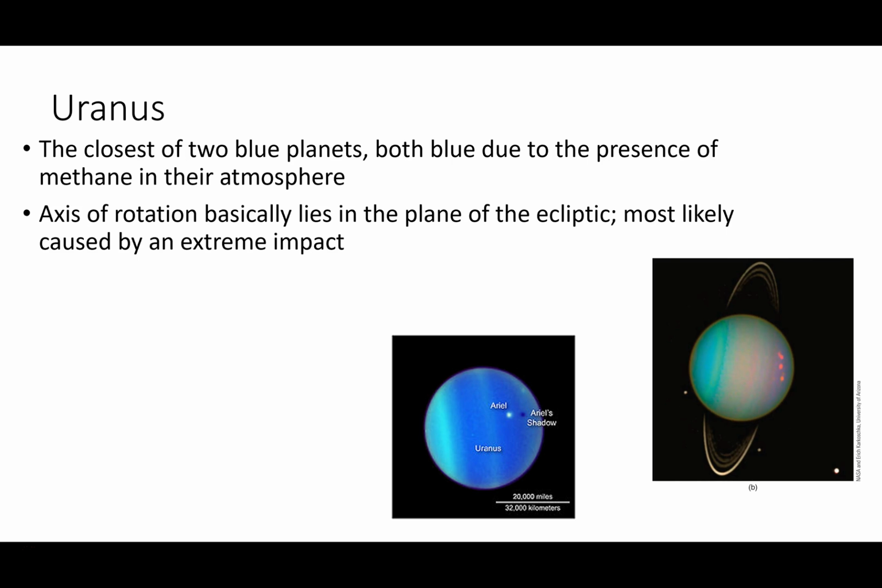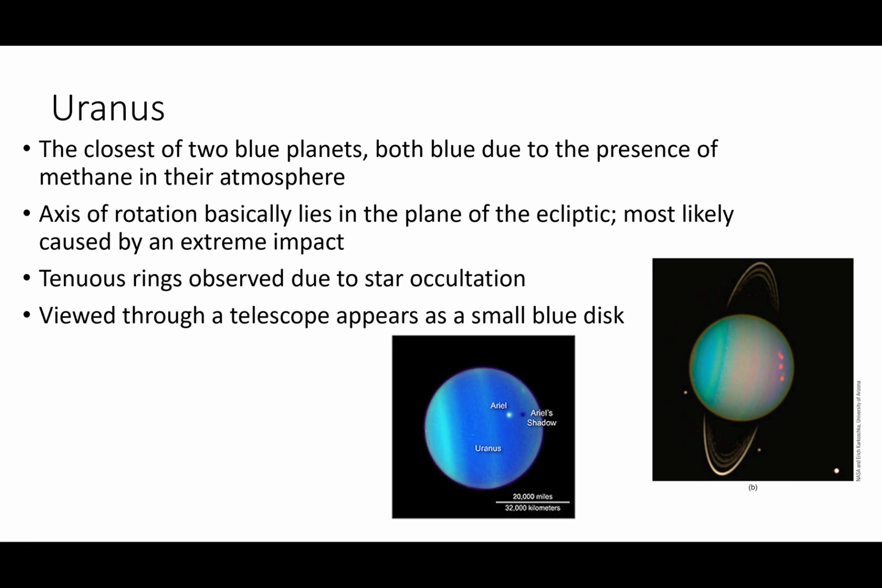So here's Uranus, and here's a cooler look. You can see some of the wispy rings around Uranus, and you see a couple of the moons around Uranus. I can see the banding feature. The reason its axis of rotation lies in the plane of the ecliptic is because it got hit. Not as hard as Venus, because Venus did a whole 180. Yeah, I've seen Uranus through the telescope, and it's pretty. It's a little small disk.